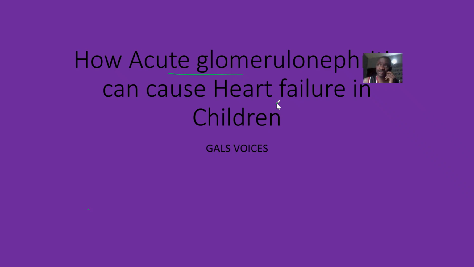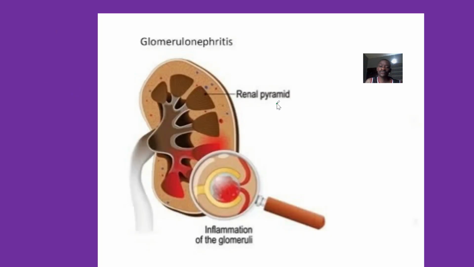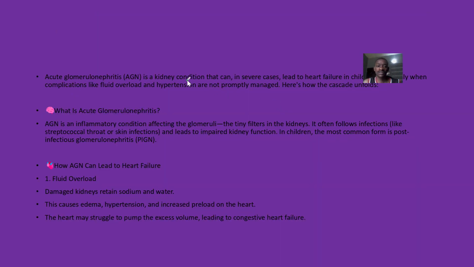So some of you guys will be asking that an organ as far as the kidney, how can it be able to cause heart failure? So let's establish the linkage between these two conditions. So acute glomerulonephritis is a kidney condition. In severe cases, it leads to heart failure in children, especially when complications like the kidney is not filtering out fluid properly again. So you have a backlog of fluid in the body, so the heart has to deal with what? Too much fluid. Do you understand?